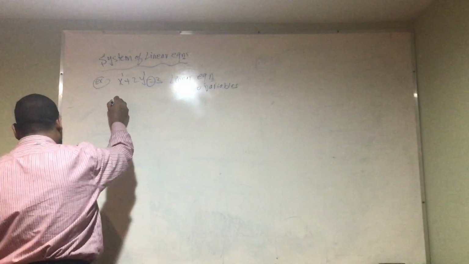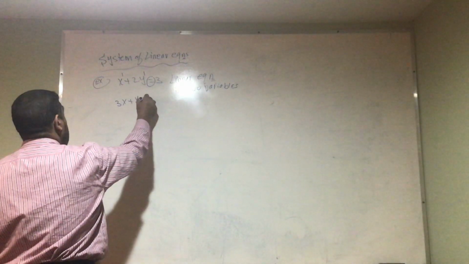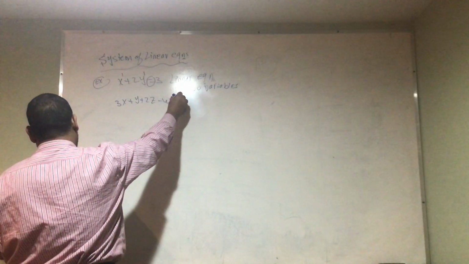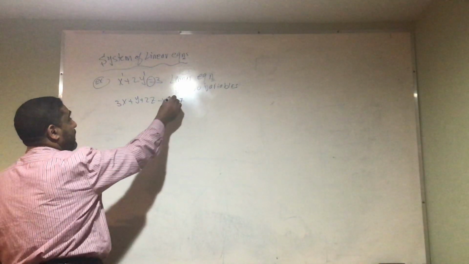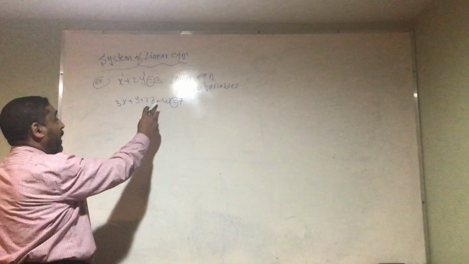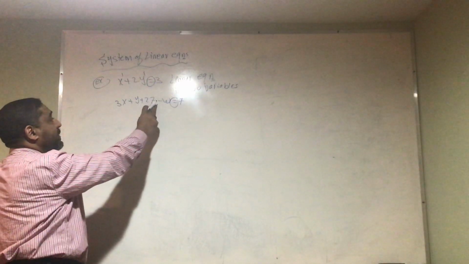If I give another equation here, for example, 3x plus y plus 2z minus w equals any number, say equals 7. Is this one equation? Yes, because you have an equal sign. Is this one linear equation? Yes. Let us check how many unknowns or variables you have here. You have 4: x, y, z, w.